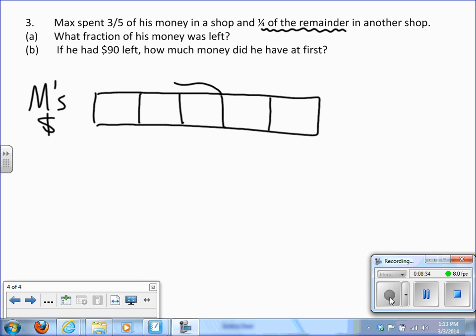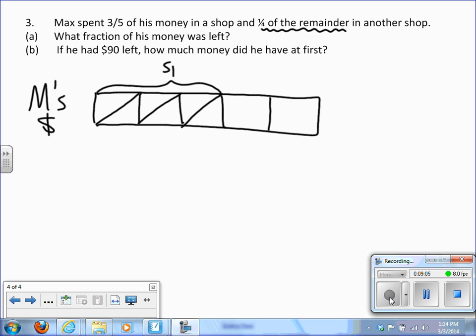And 3 of them are spent in shop 1. Okay, if you want to cross them out, you can, but you really don't have to. And then you notice, how many units do we have left, kids? 2. And what happens next, Jana? 1/4 of the remainder is spent in another shop. So, do I need a drop down? No. Why not, Marissa? Because you need to divide them in 2. Good. Because you only need 1/4 of the remainder.